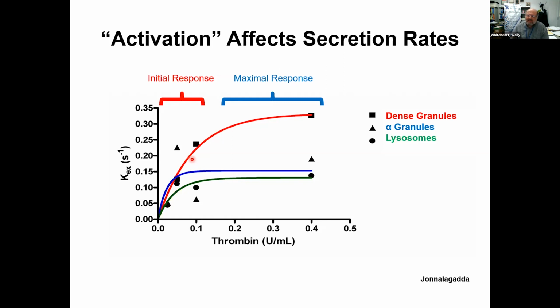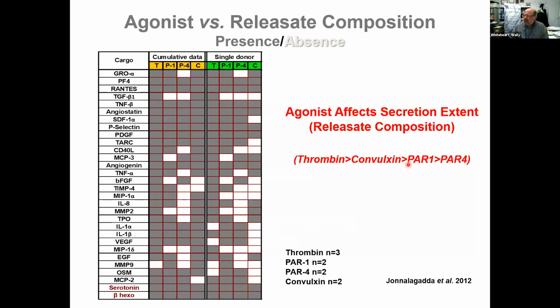So the concentration of agonist actually controls the rate at which things come out. And again, this is serotonin, platelet factor 4, and beta-hexosaminidase. Okay. Now, we can look more in depth at the cargo that's being released and look at the composition of the releasate. In this experiment, this is just a presence-absence. Did we detect a molecule in the releasate or did we not?